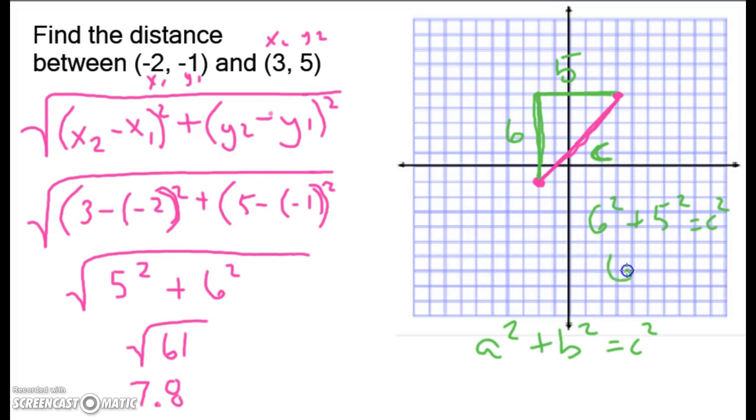6 squared plus 5 squared is 61. And then the opposite of squaring something is square rooting it. So then you take the square root of 61. And we found over here that the square root of 61 is 7.8. So you are free to do these distance problems either way, either using the distance formula if you memorize it, because this is not on the formula sheet, or using Pythagorean theorem if you want to graph the points.